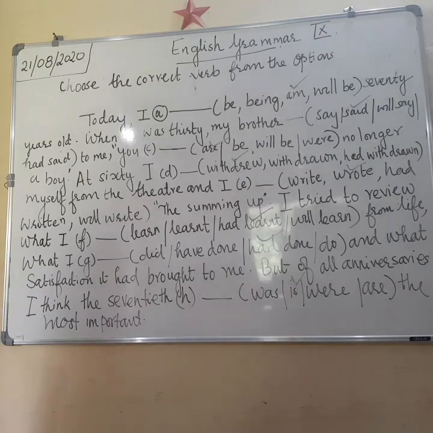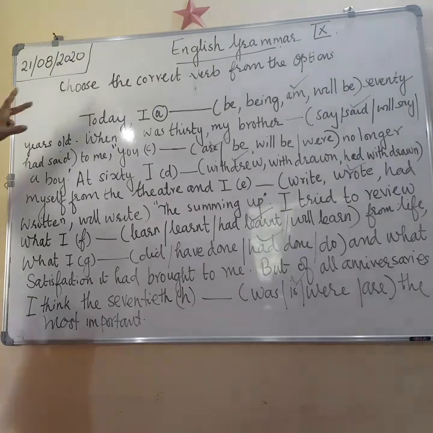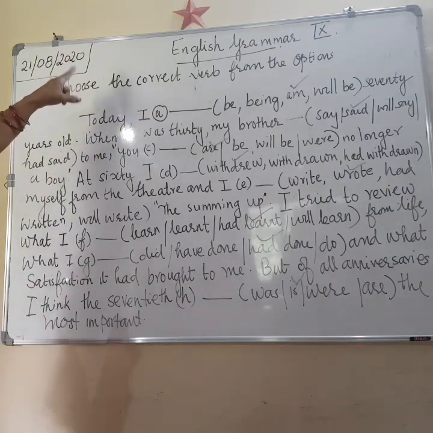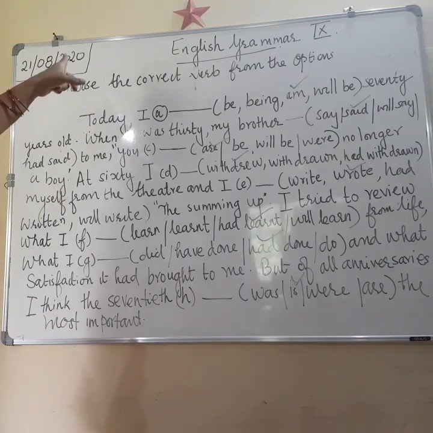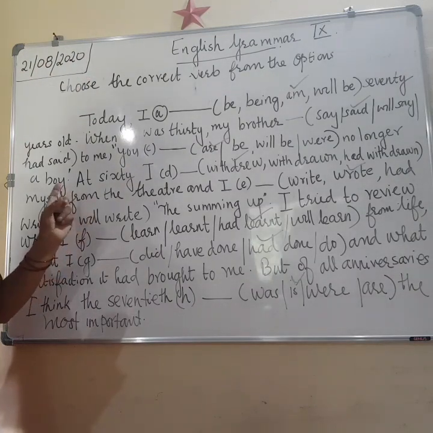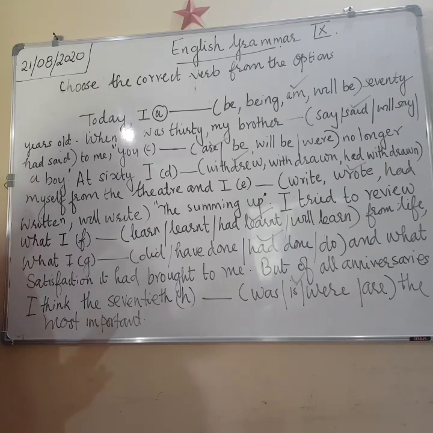This is the way we have to do this exercise. Clear? There are two types we learn. One is where an incorrect word is given and you have to write the correct word. That is called editing. And in this one, you have to choose the correct option given inside the bracket. That's also the correct verb form you have to choose. I'll give you the homework along with this also.